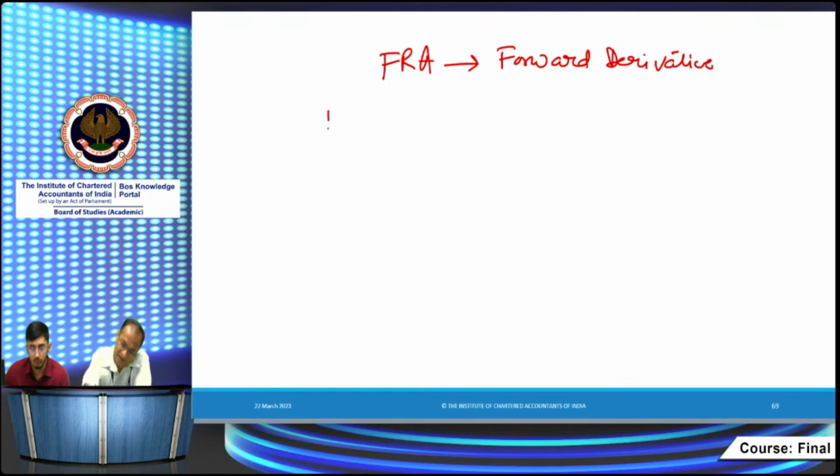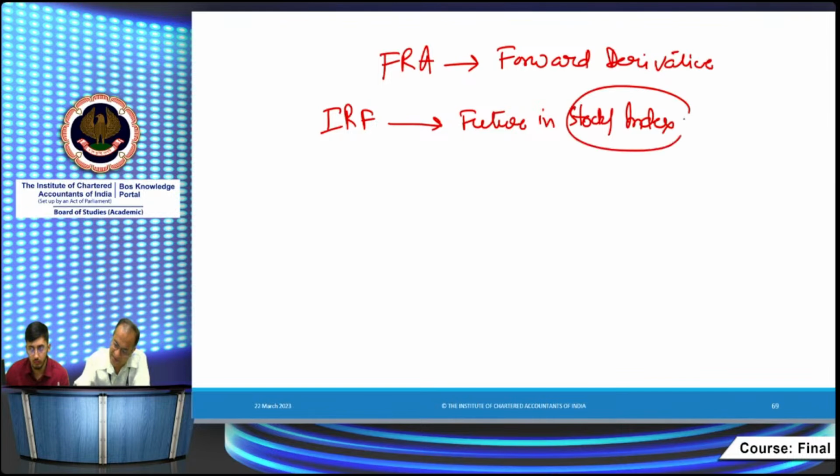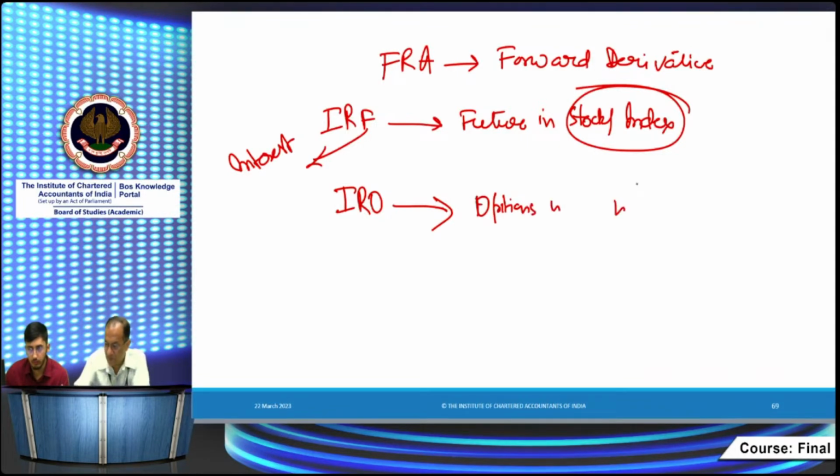Then IRF, interest rate futures, that is like futures in stocks and index. There the underlying is a stock or index; here the underlying is interest. Then interest rate options, also called guarantees. So here again it is the same, and here the underlying is interest.